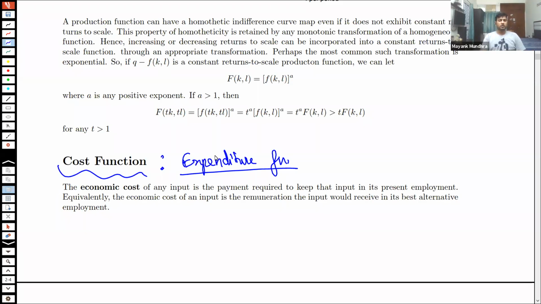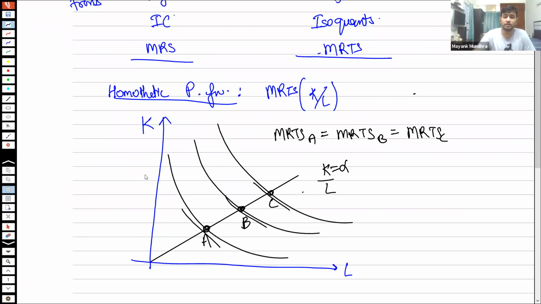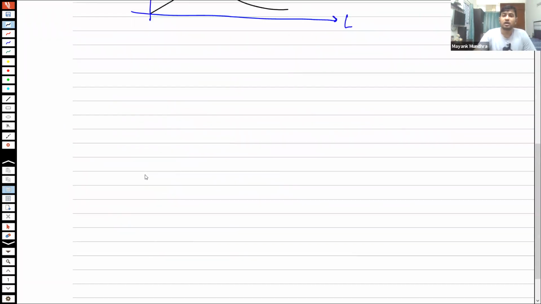Okay, so the cost function is going to be the most important thing that we are going to study in producer theory. It is going to be one of those things that we carry forward to understand the equilibrium.